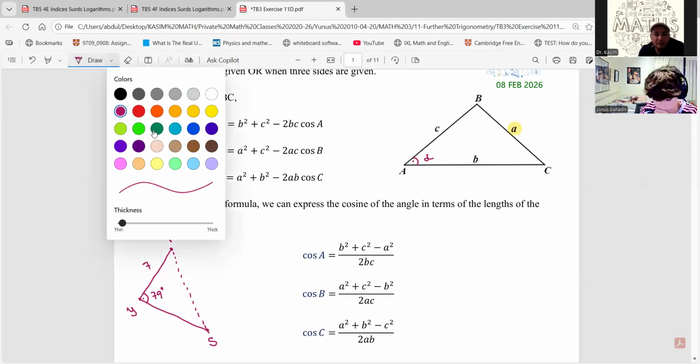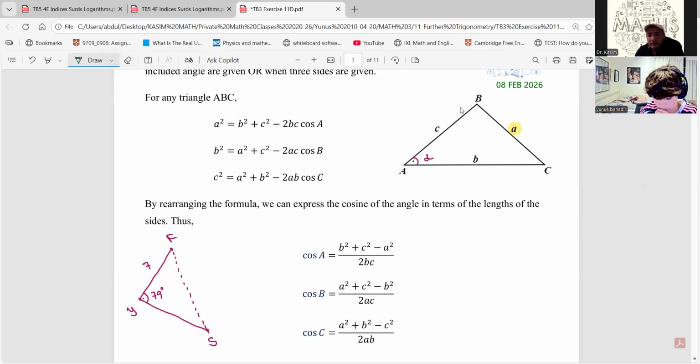The first step, Yunus, let's draw a perpendicular from B to AC. Can you draw a perpendicular from B to AC? I'm just dividing this into two parts. And let's label this altitude. Since it's an altitude, let me label this by H.